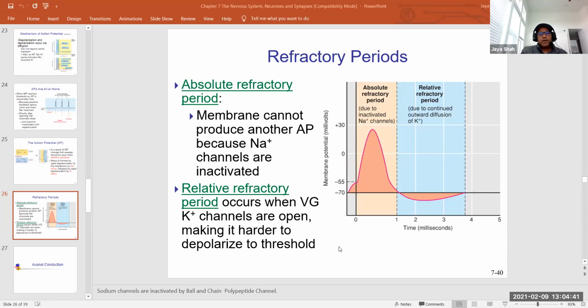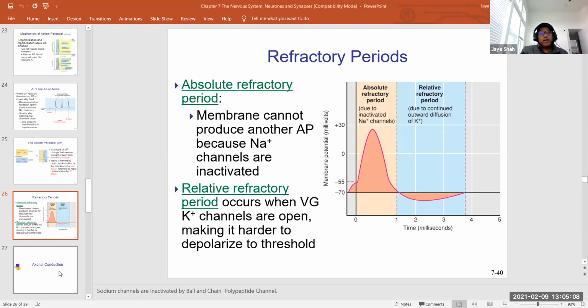So the absolute refractory period is due to inactivation of sodium channels, and the relative refractory period is due to continued outward diffusion of potassium. During the absolute period you cannot stimulate at all, but in the relative period, if the stimulus is stronger, you can open the channels and give another stimulus.